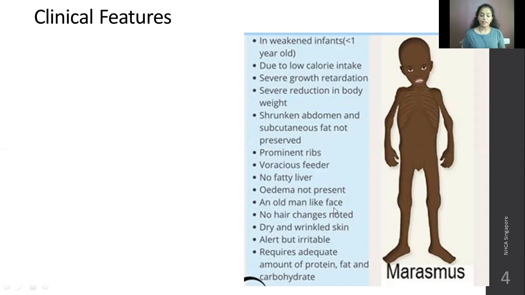Old man like face, because the skin is very dry and wrinkly. There are no hair changes noted, but there is loss of hair, dry and wrinkled skin. Alert but irritable. The child is alert. The child knows what is happening around.